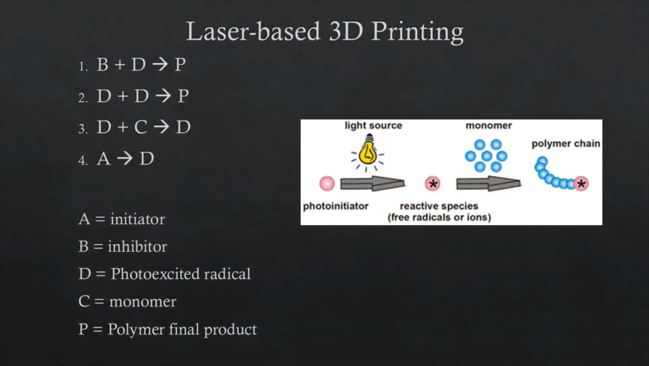The problem we simulated is laser-based 3D printing. This is when a laser shines on a photocurable resin, and through a series of chemical reactions, a structure of solid polymers is formed. There are 4 chemical reactions, and this figure sums them up well. First is photoinitiator A is activated by the light source to form the free radical D. Through more chemical reactions, the monomer C is formed, which chain together to form the final polymer P.